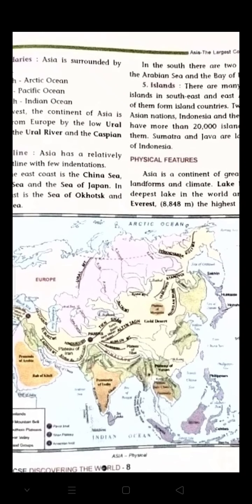Now the coastline of Asia has a relatively smooth coastline with few indentations, almost smooth, with a little indentation at several places. Along the east coast is the China Sea. So let us see where the China Sea is. Please children, see in your books, the East China Sea and the South China Sea are very well visible. And the Yellow Sea, children, can you see the Yellow Sea? Is it visible enough near the East China Sea? You can see the Yellow Sea.